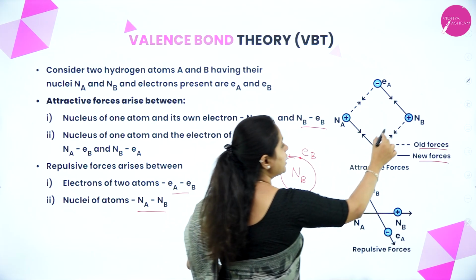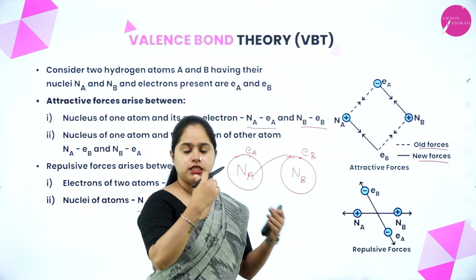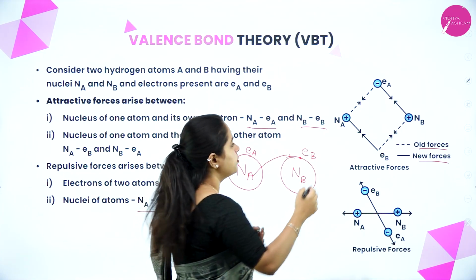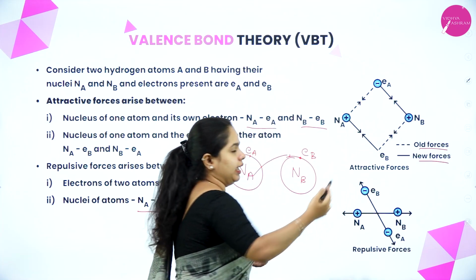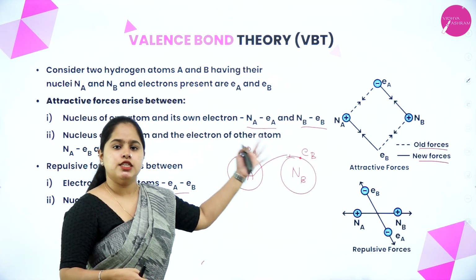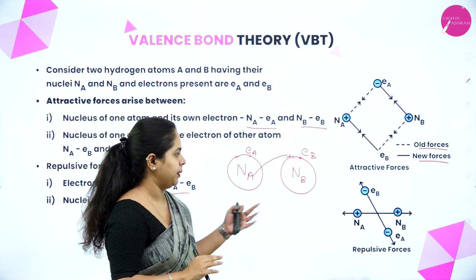The attractive force between Nb and Eb was already existing. It is between the nucleus and the electron of the same atom. Now, between Nb and Ea, it is a new attractive force that is present there. Clear? I hope the attractive and repulsive forces happening here are clear.